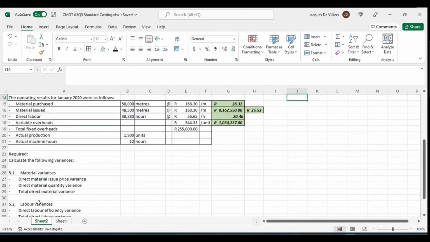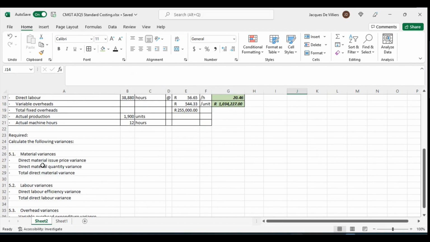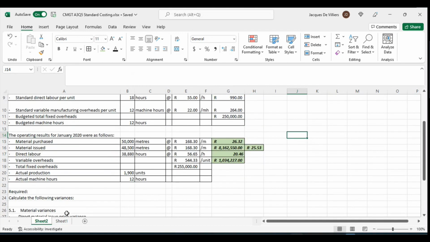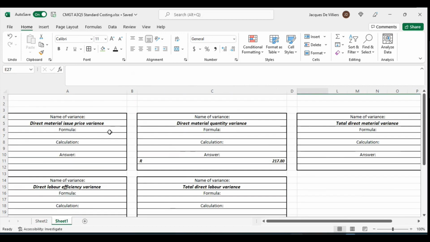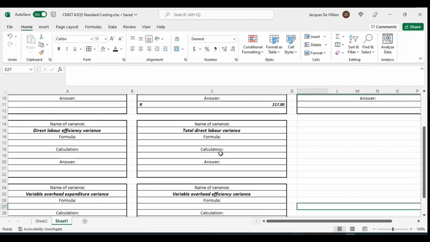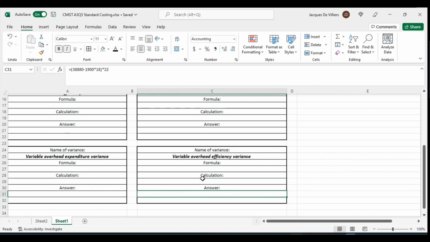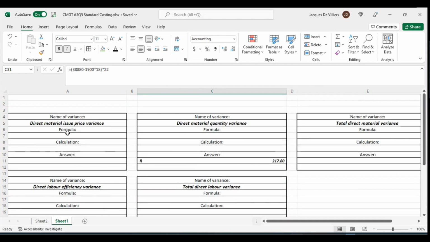Okay, and then they give us these variances, the material variances, the labor variances and the overhead variances, and they say to us, we must calculate that. And then if you look in the answer book, this is the way they give it to us. They give us the name of the variance, and obviously we are just going to put in there what was asked. Then there is a formula, and then we must do the calculation and put down the answer. Okay, not a problem. We can do that.